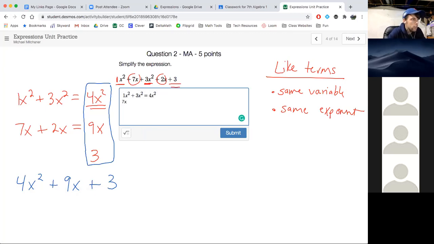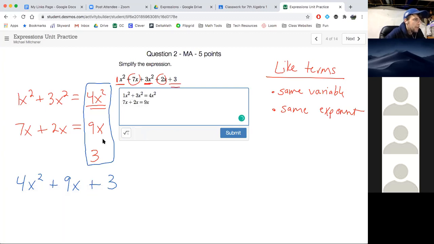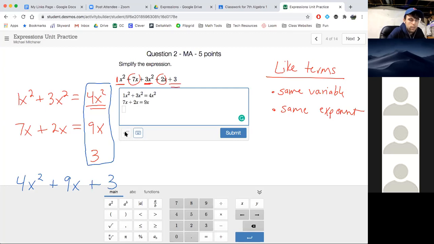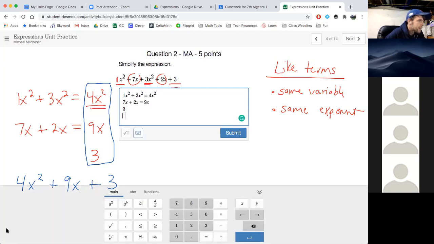Showing all my steps. Again, it can't hurt. When in doubt, show all your thinking. So it can't hurt to just type in everything that we did to solve this problem. And then the last one was just a 3. So those were all my terms. I had nothing to go with 3, and then our final answer down there at the bottom, make sure I include that. I don't want to leave out the final answer.